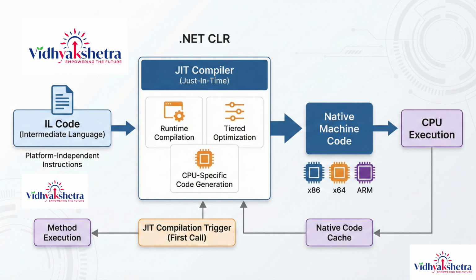The JIT compiler also enables runtime profiling. By observing execution patterns, the runtime can make informed optimization decisions. This dynamic behavior is not possible with traditional ahead-of-time compilation. Understanding the JIT compiler helps developers write better code. For example, understanding method inlining and allocation patterns can help improve performance and reduce overhead.